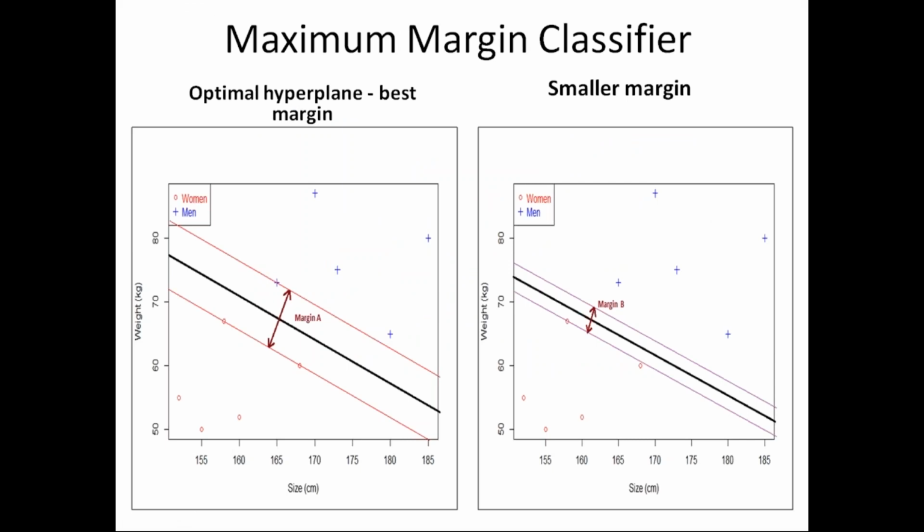So that's the concept of the maximum margin classifier, which we saw in the definition also. I told you that it will come. This is a very simple concept which we have discussed here already. The left hand side image you see is the optimal hyperplane, the best margin. It's the best margin.